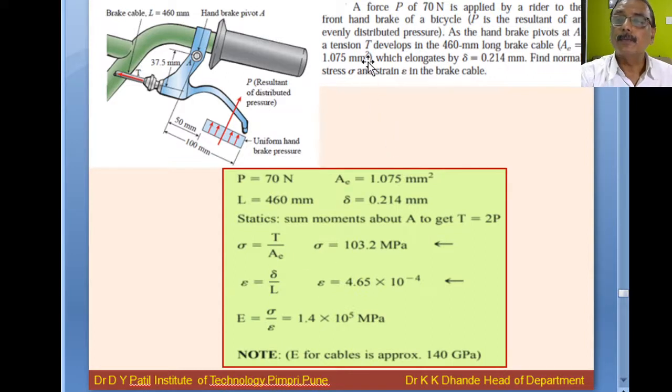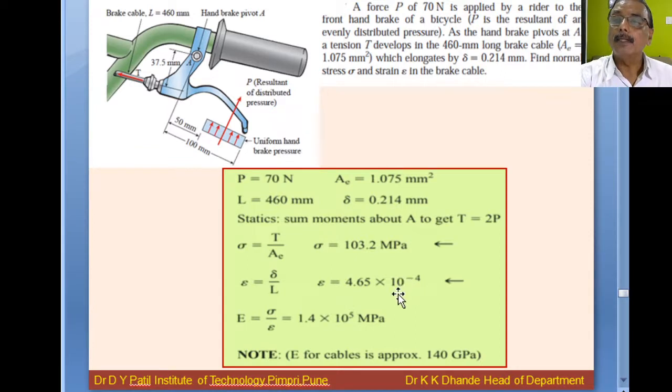Now the next point is strain. Strain is equal to change in length upon original length, delta L upon L. So delta L is already given, 0.214 mm. Here the notation they have used is delta, it is actually delta L. Delta L upon L. So epsilon is equal to strain, which is 4.65 into 10 raised to minus 4.